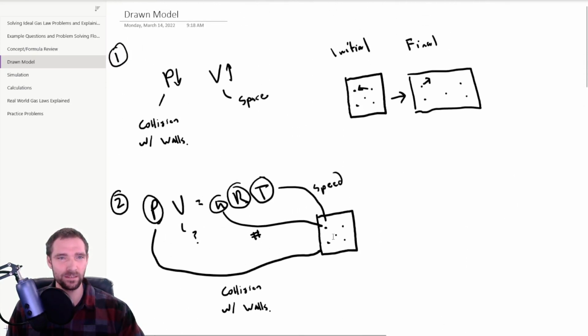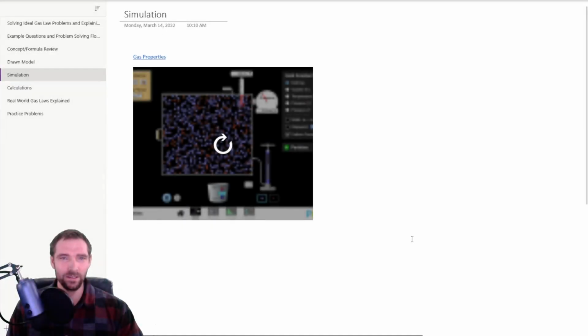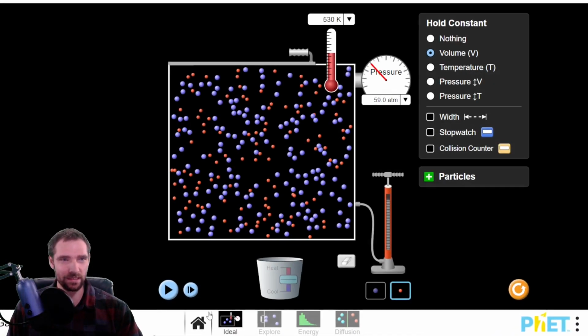Now it's time for the Sims. A really nice way of visualizing all of this information is with some simulations. So if you're getting kind of lost in that last section with me talking about a bunch of stuff, I would really recommend you check out the PhET simulation called gas properties. It's really cool. I'll have it linked on here.